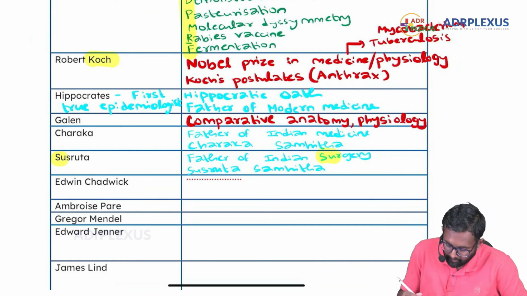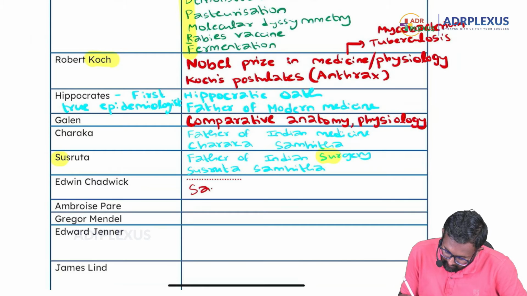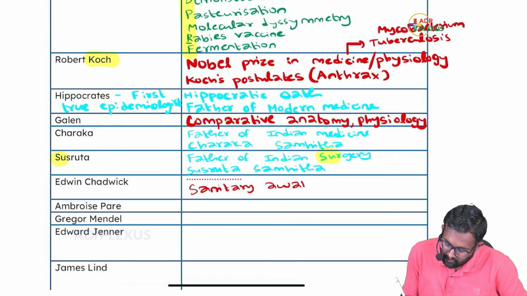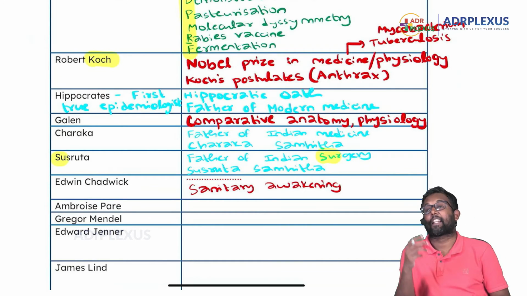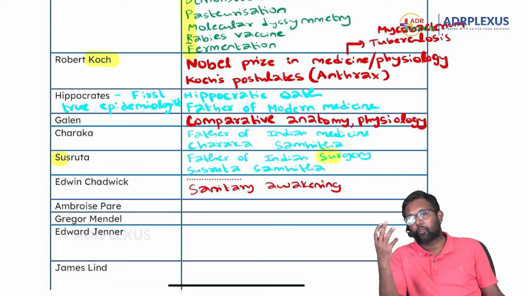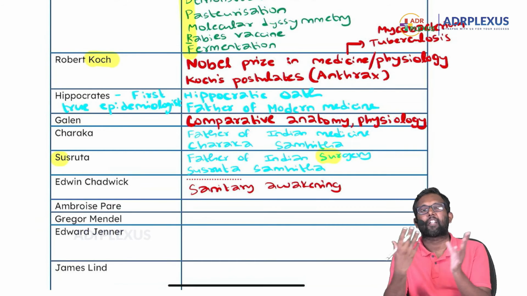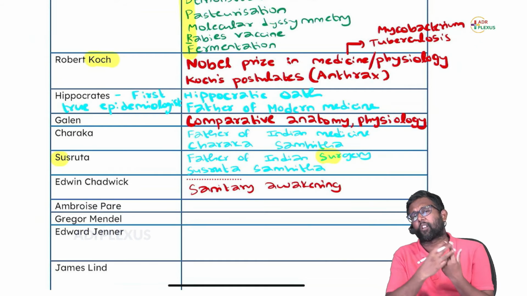Yes, good, very good, Dr. Margaret. Sanitary awakening. Edwin Chadwick, sanitary awakening. So the sanitary conditions of the laboring population or working population. So how they are working, how is the place, poor.